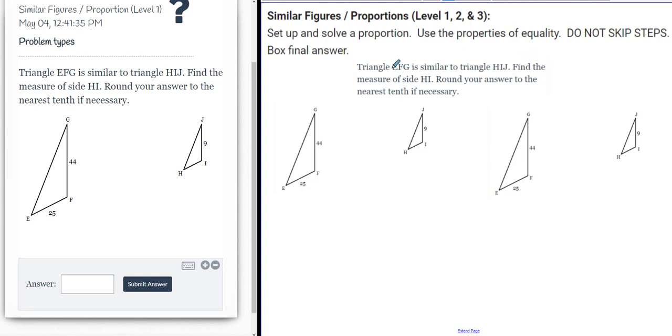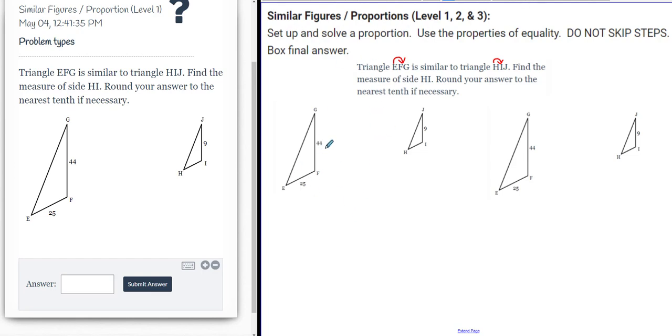So over here, when it says find the measure of HI, they literally are saying these two start with H, move to I. So I could come over here and say, well, I'm going to start with E and go to F. Literally. Okay, let's go ahead and set up our proportions since it seems like those are real popular.